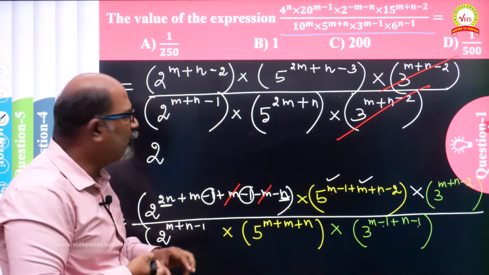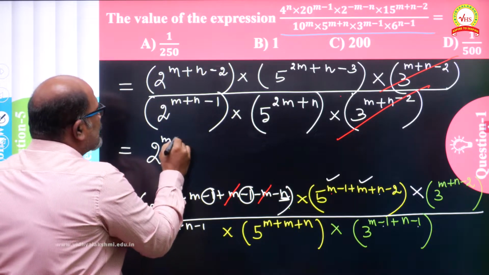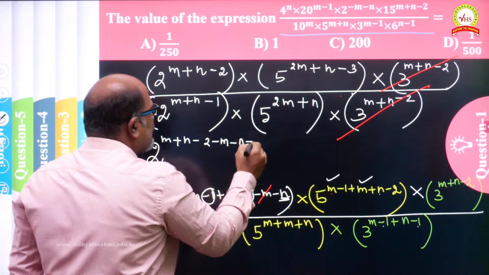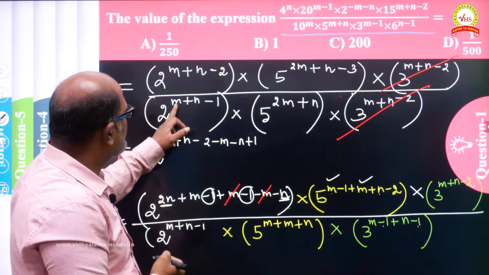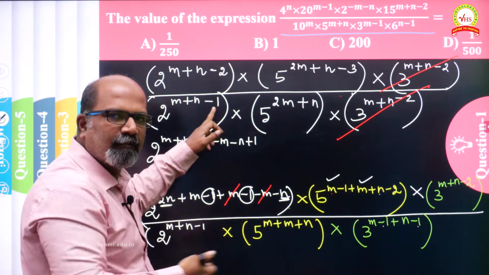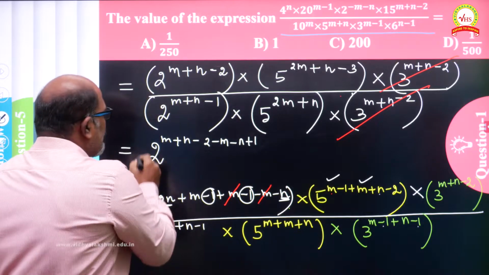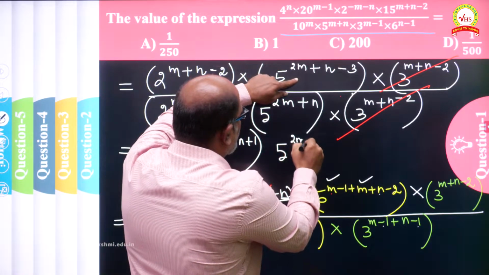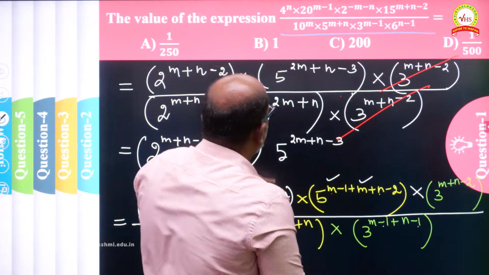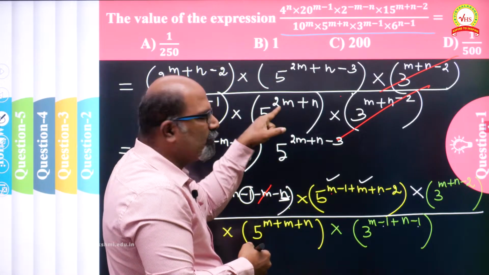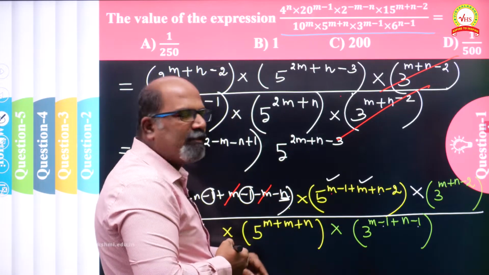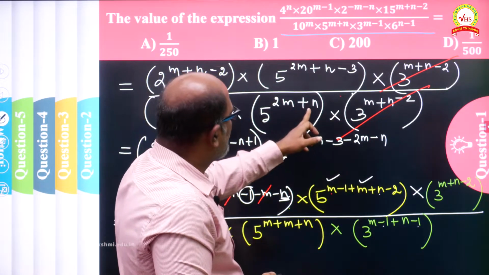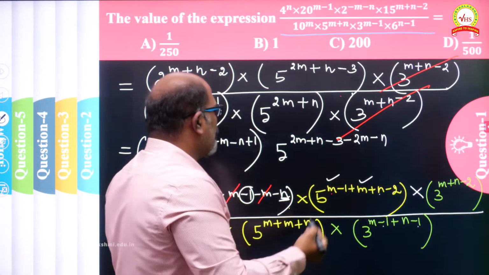When I apply the quotient rule for exponent here, what will this become? M plus n minus 2, I need to subtract the exponent of the denominator. So minus m minus n minus 1 will become plus 1. Do you understand? This m becomes minus m, this n becomes minus n, and this minus 1 becomes plus 1 when we apply the quotient rule for exponent. Okay, then followed by 5 to the power of 2m plus n minus 3 in the numerator, and the exponent of the denominator has to be subtracted from the exponent of the numerator. So like minus 2m minus n. Okay, this plus 2m becomes minus 2m, and this plus n becomes minus n. That's all, and this has been cancelled.